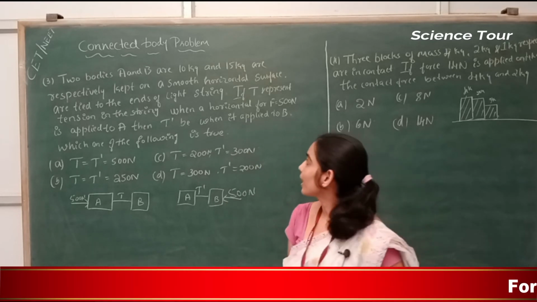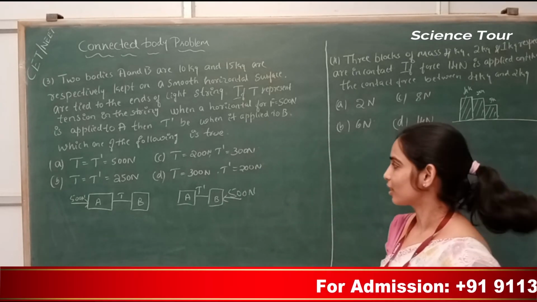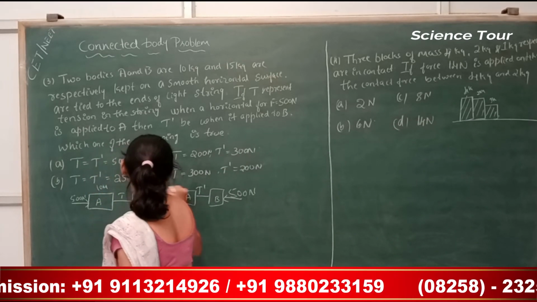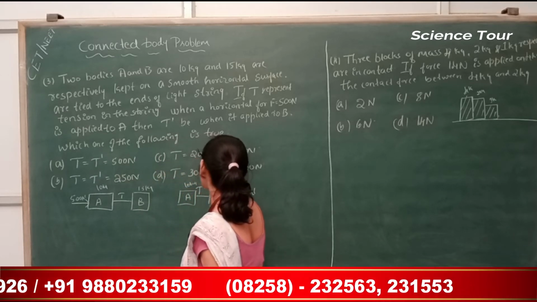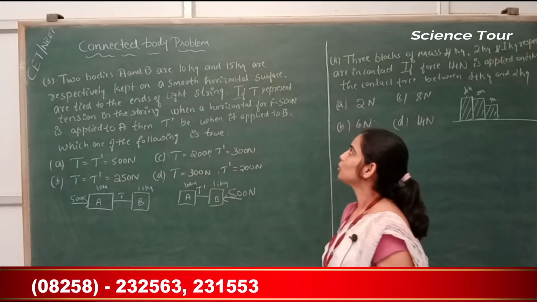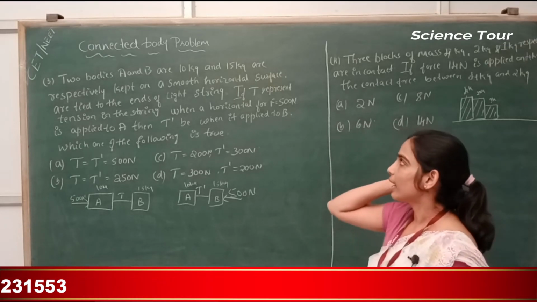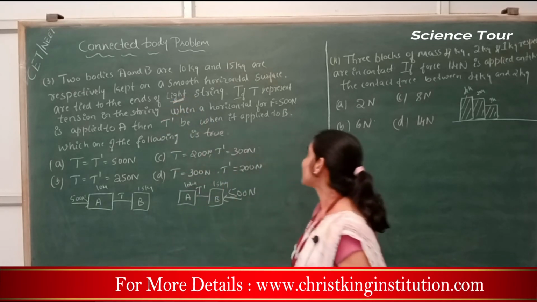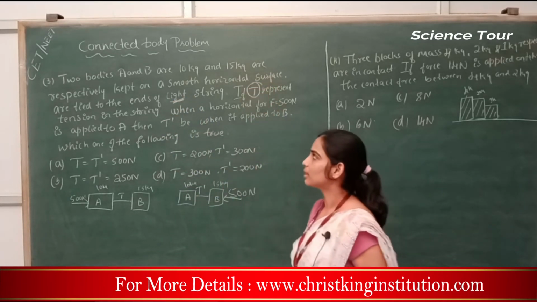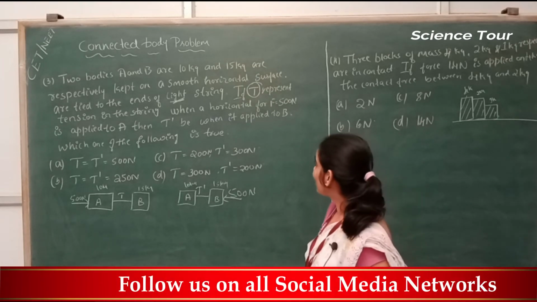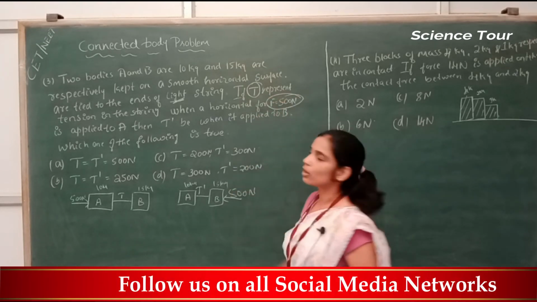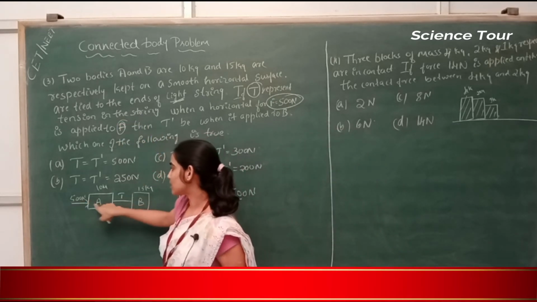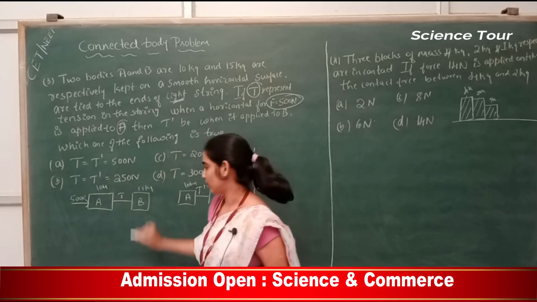Two bodies A and B are 10 kg and 15 kg. Okay, A is 10 kg, B is 15 kg. Kept on a smooth horizontal surface, they are tied to the ends of a light string. Light string means it is massless, that's what it meant. If T represents the tension in the string when a horizontal force F equal to 500 Newton is applied to A, so this is the tension.